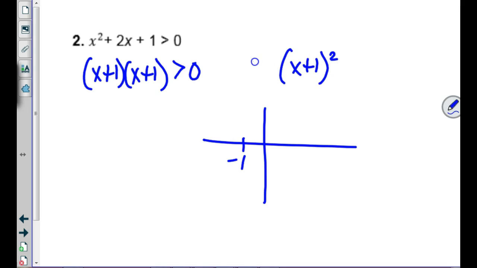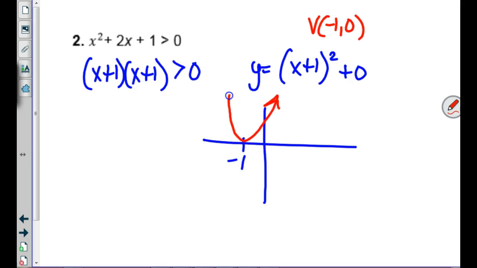Okay. If I were to write this in vertex form, what's the vertex of this parabola? Yeah, -1, 0. Should it be opening up or down? Positive x squared. So that means it's opening up. It looks like this. You can graph it if you want. So where is it greater than 0?